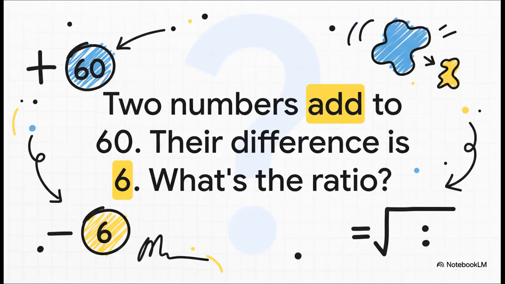All right, here it is, the puzzle for today. We've got two numbers. When you add them up, you get 60. But when you find the difference between them, it's only 6. And the real kicker? We need to figure out the ratio between these two mystery numbers.